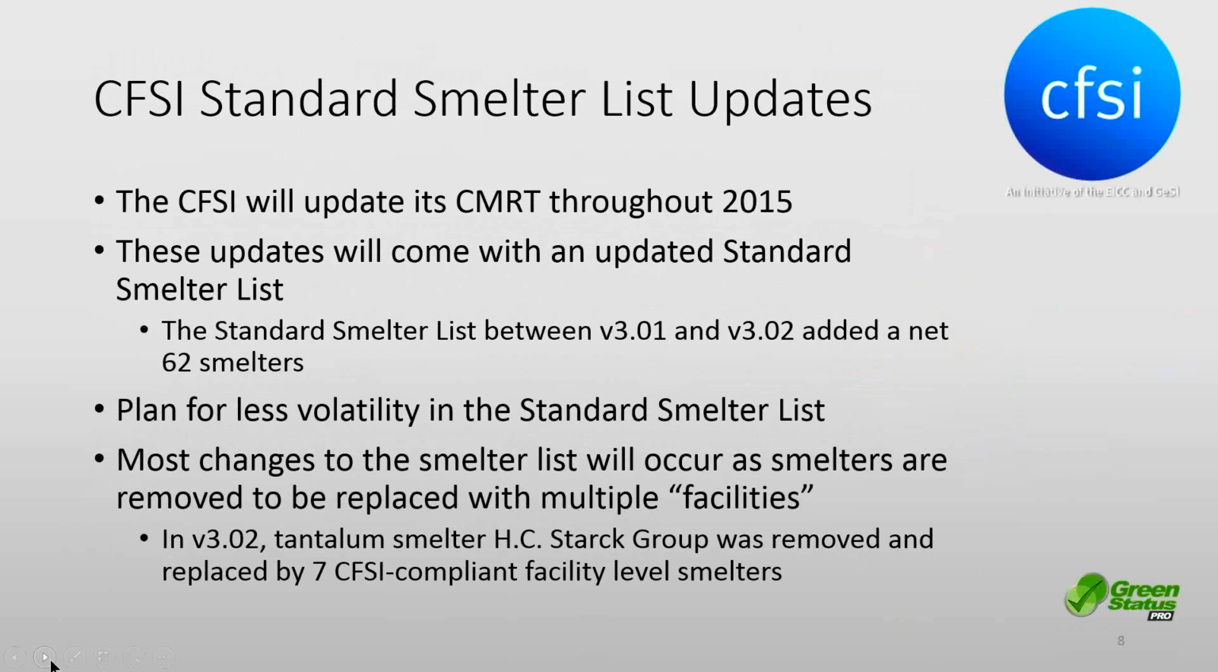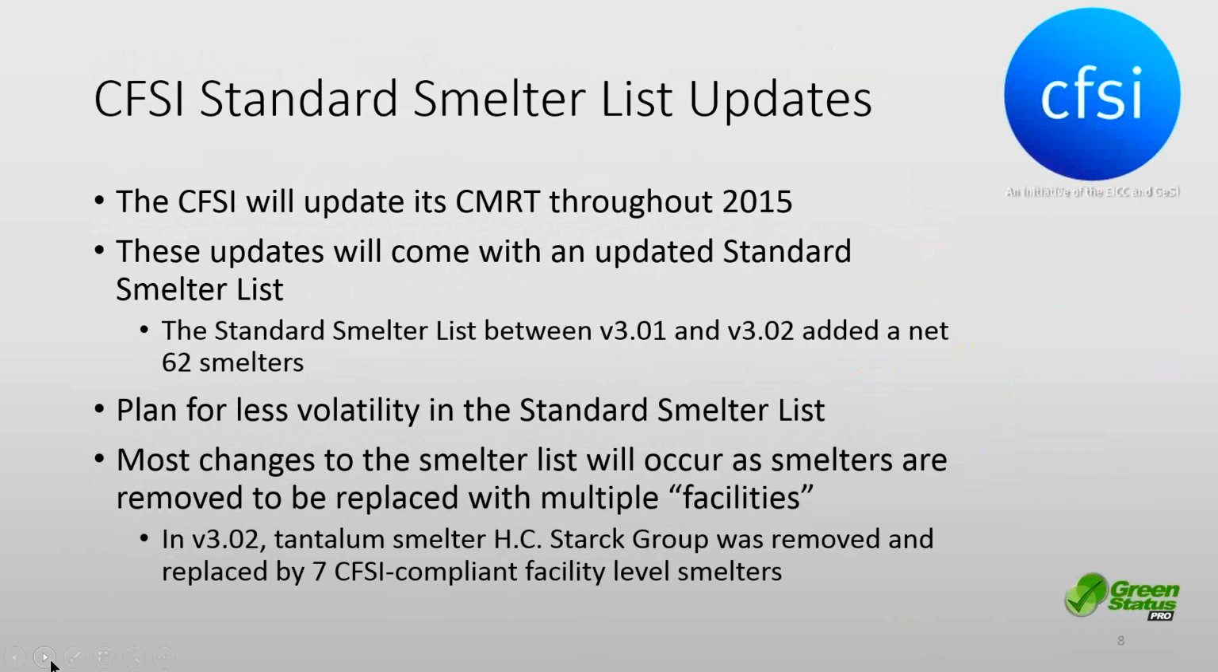And now what's going to happen is they're going to update the CMRTs throughout 2015. And if we look at what happened from version 301 to 302, it added quite a bit of turmoil in the reporting world. It made many reports inaccurate going forward because it was so drastic, adding a net 62 smelters, changing names, removing firms. Well, you know the whole story going forward.